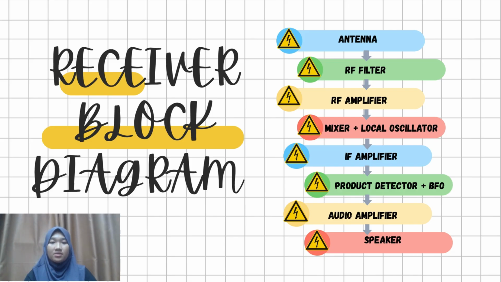For this slide, I would like to talk about the receiver block diagram. First, antenna, and then we go to the RF filter, and then the RF amplifier, and then mixer plus local oscillator, and we go to the IF amplifier. Next, product detector plus BFO, and also audio amplifier. Lastly, we go to the speaker.